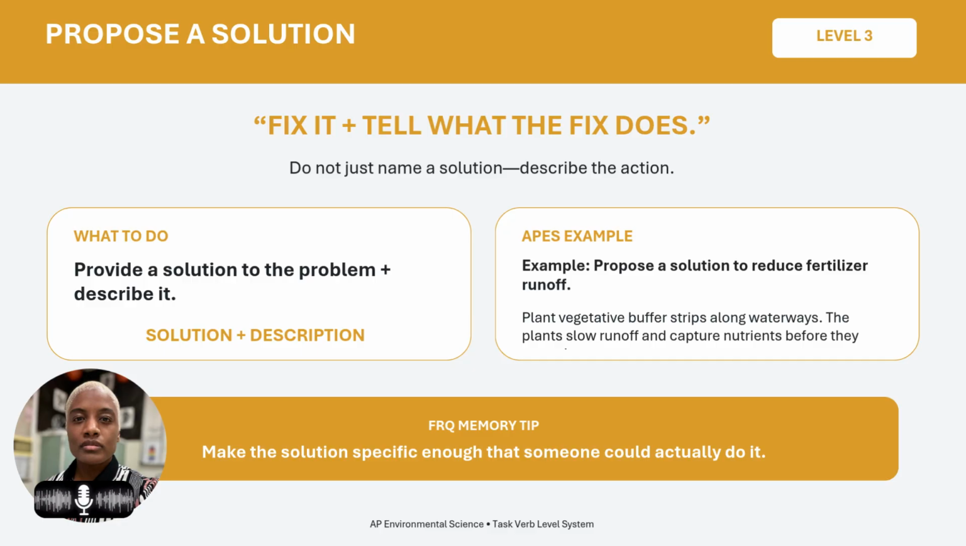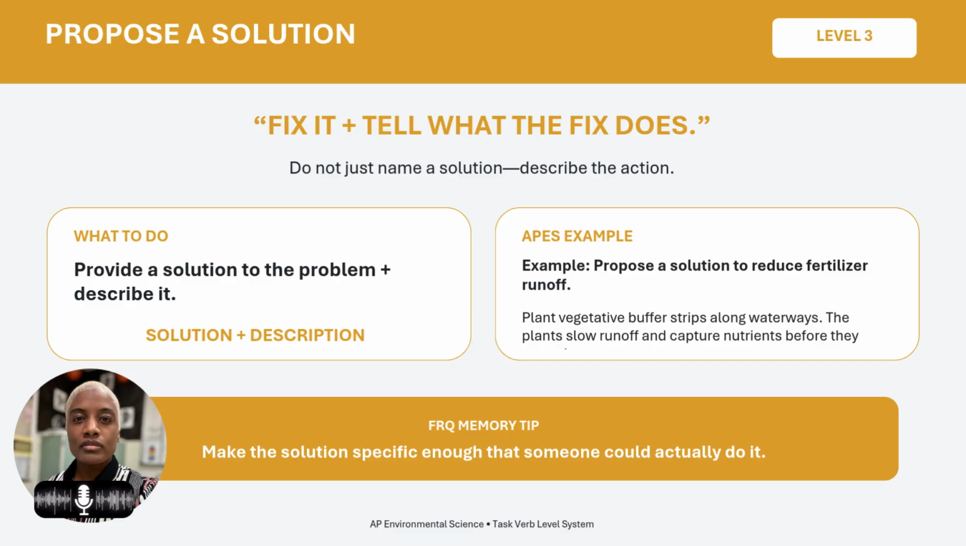We're going to fix it plus tell what the fix does. Okay. Fix it plus tell what the fix does. I'm going to skip to the bottom. This is the key part too. We want to make the solution specific enough that someone could actually do it. The actually is important. So nothing just, well, maybe, possibly, but they could truly do this.